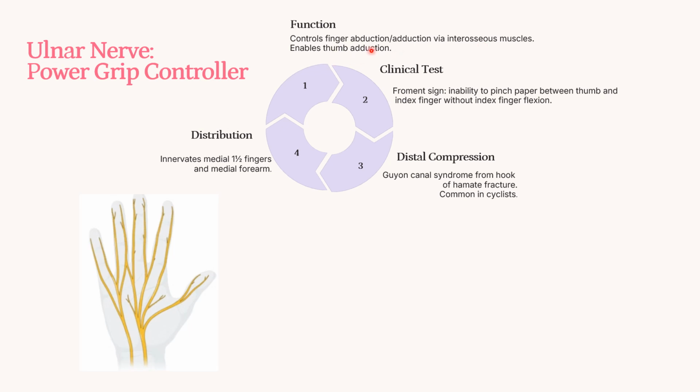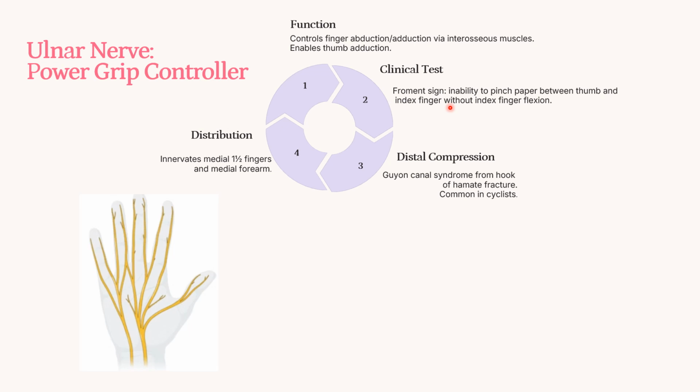This function is utilized to test the ulnar nerve, whereby we use the Froment sign, where there is an inability to pinch paper between the thumb and the index finger. This is because when the ulnar nerve is damaged, then thumb adduction is not possible. Thereby, it is not possible to hold the paper between the thumb and the index finger.